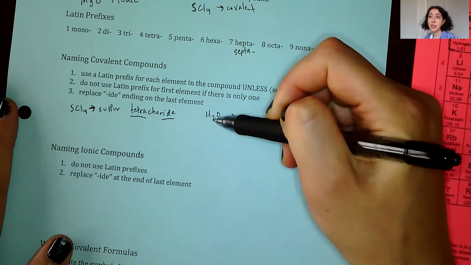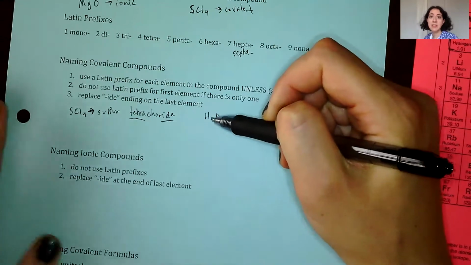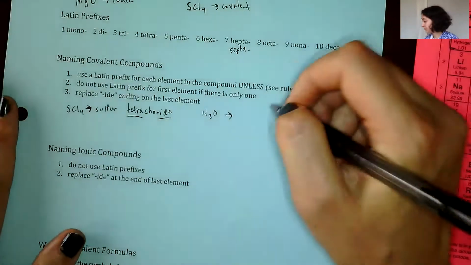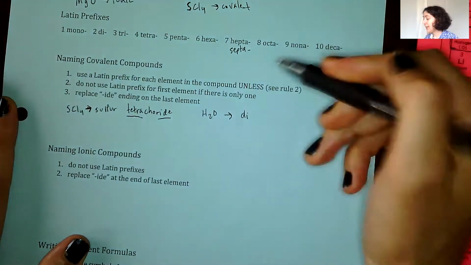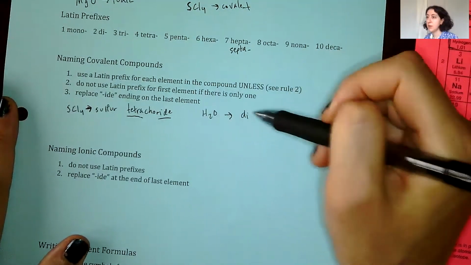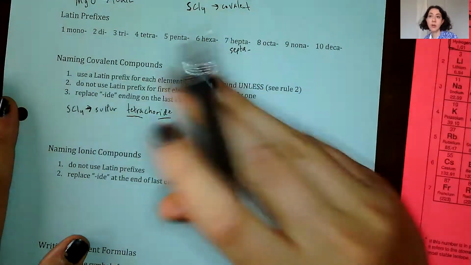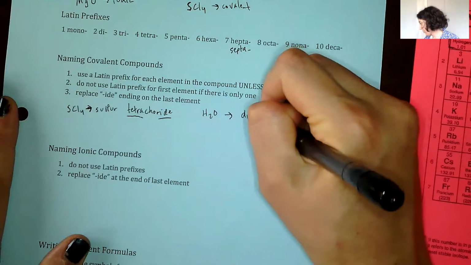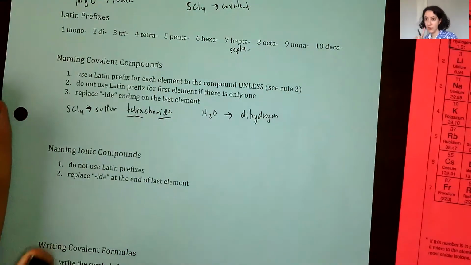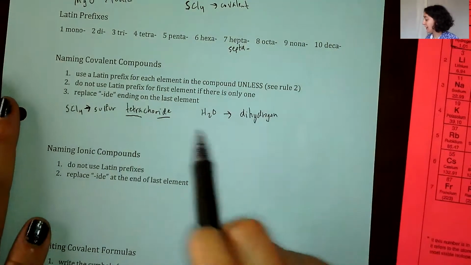Now the hydrogen has a 2 after it. So this means that we are going to have to use a prefix. So the one for 2 is di. It is the first element in the formula, so we're not going to change the ending. So dihydrogen, that's the first word. The second word is now the second element.